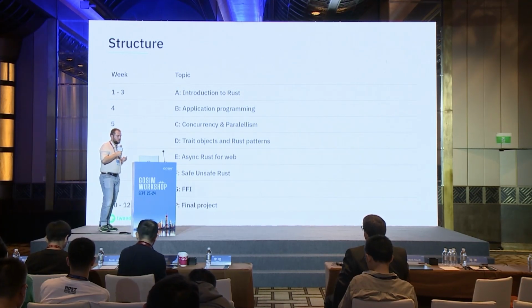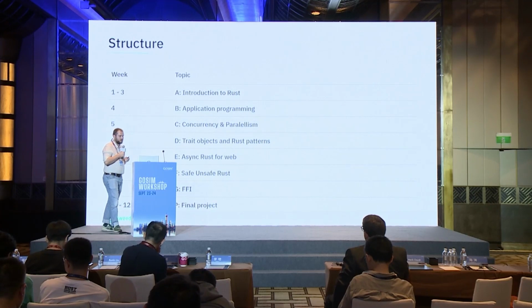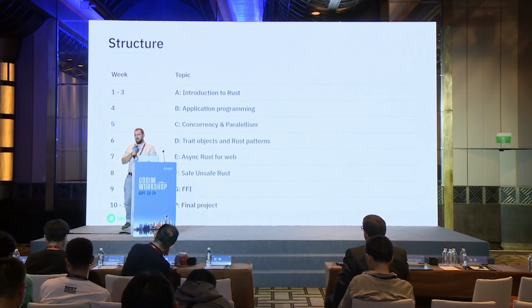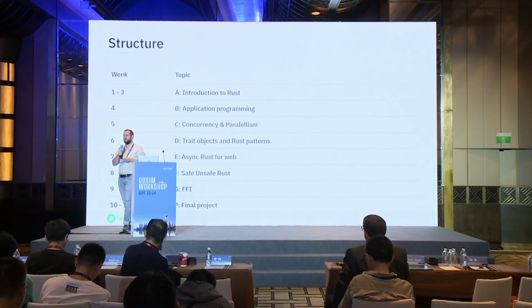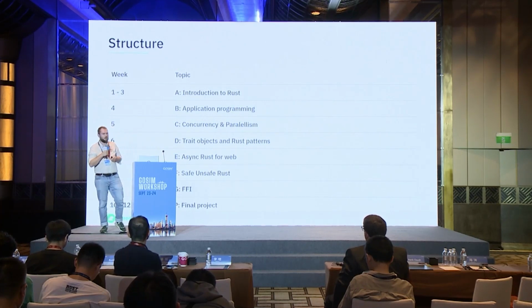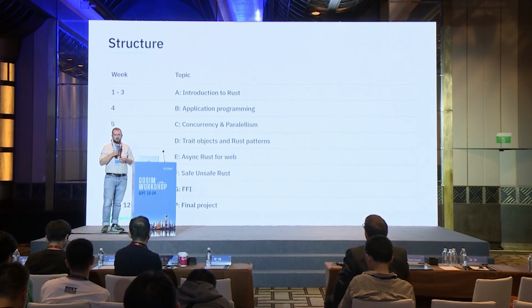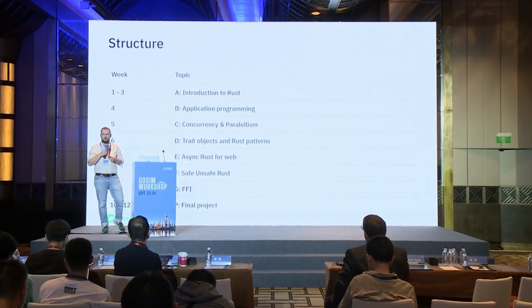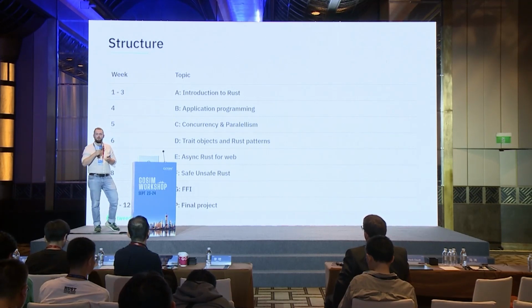Then there was B, called application programming. So this tells you a bit about the ecosystem and pulling in external crates and testing, benchmarking, all that stuff. So making your application like production ready and the tooling you can use for that. Then we had a module on concurrency and, well, especially parallelism, using Rayon, and people were writing their own mutexes, which was pretty cool.